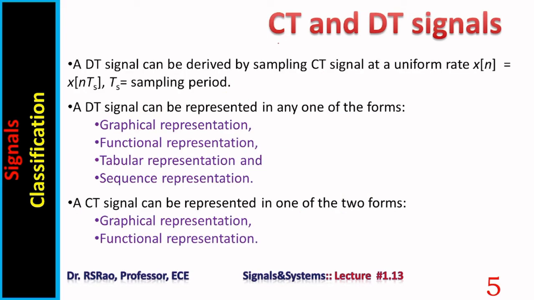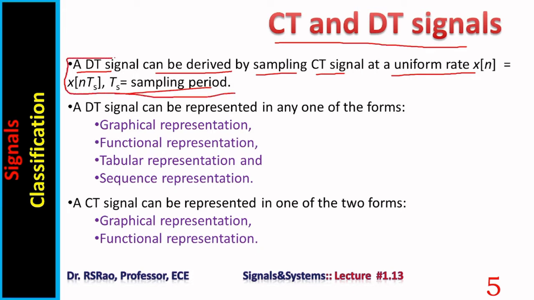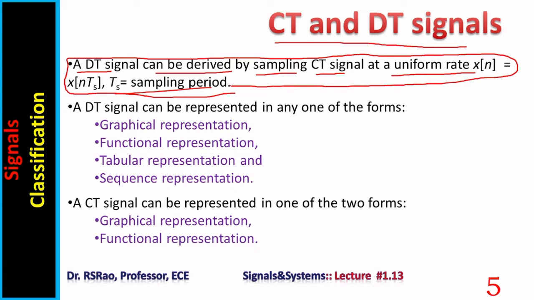Some more information on CT and DT signals. A DT signal can be derived by sampling a CT signal at a uniform rate. x of n is equal to x of nTs, where Ts is sampling period. The basic point from this statement to be noted is that DT signal is related to CT signal. The connection between them is through a process called sampling. By sampling a CT signal, a DT signal comes into being.